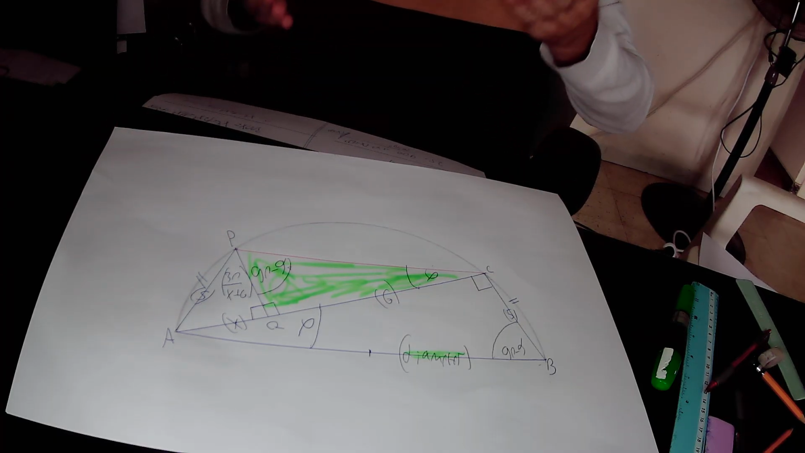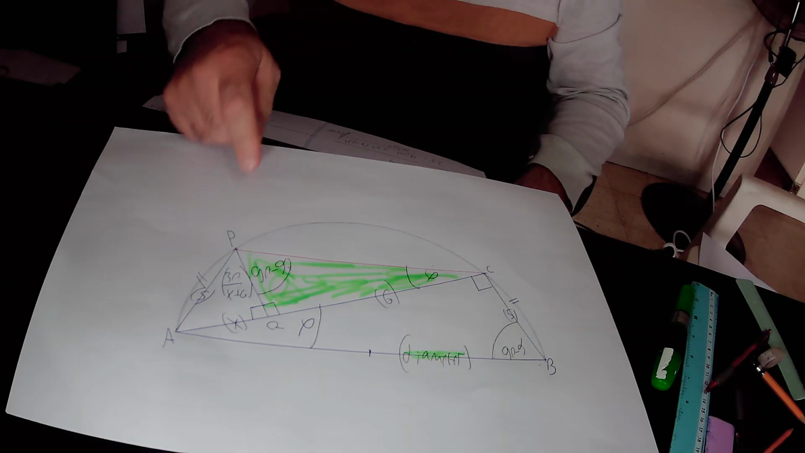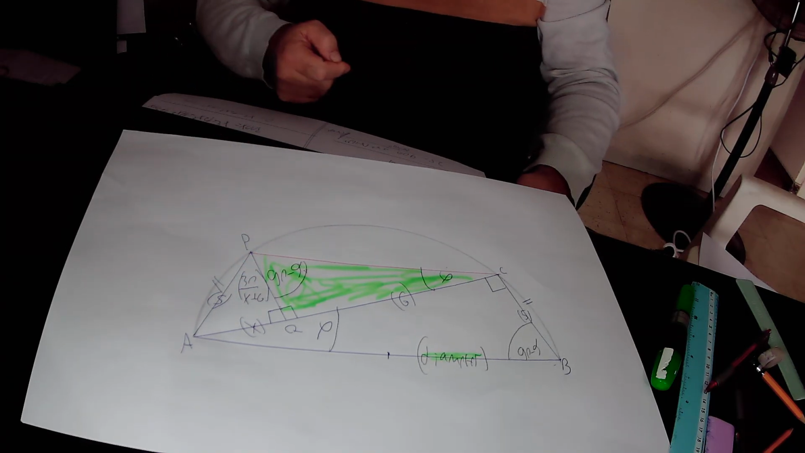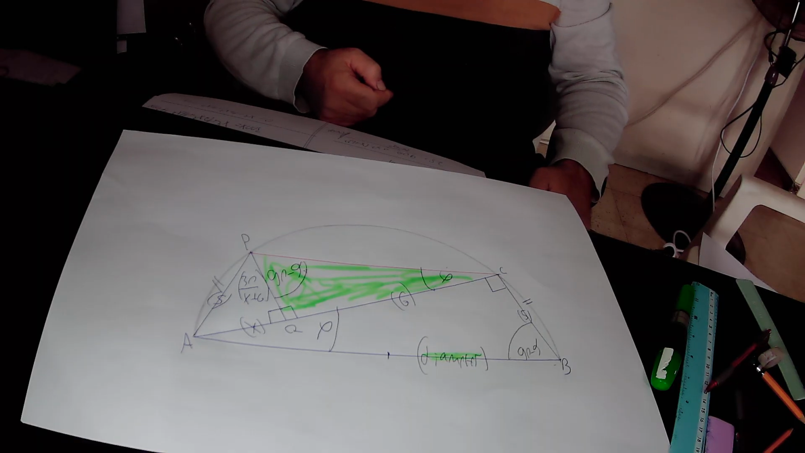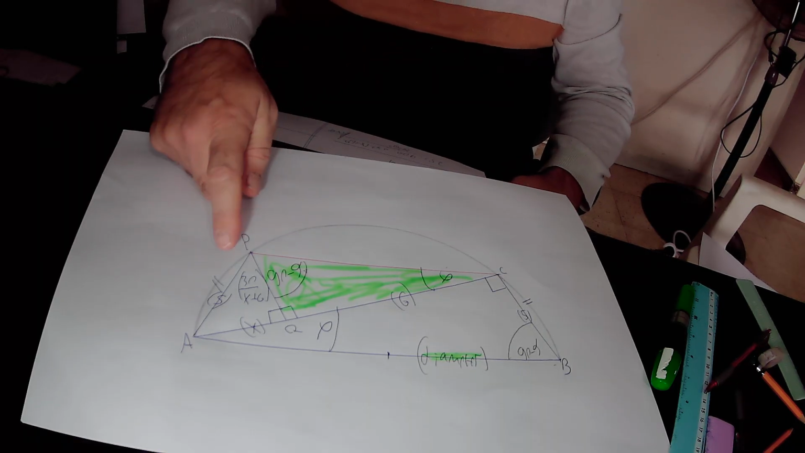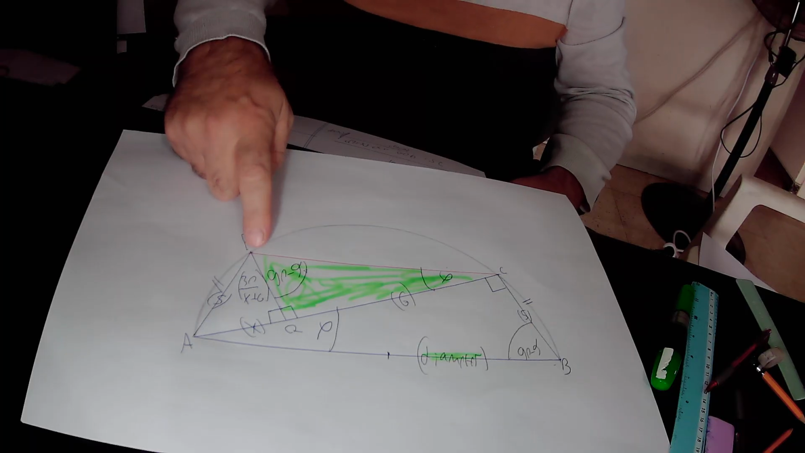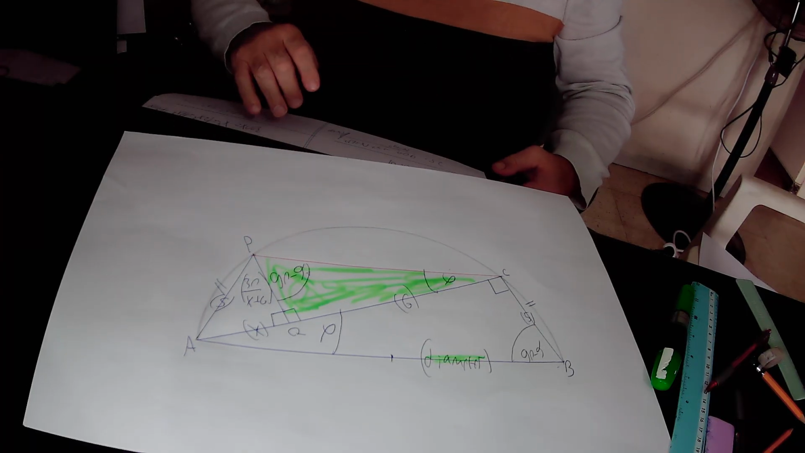In the next step, we implement the Pythagoras theorem on this right triangle APQ. According to the Pythagoras theorem, in any right triangle, the square of the hypotenuse equals the sum of the squares of the perpendicular sides. So in the right triangle APQ, AP squared, that is the square of the hypotenuse, equals PQ squared plus QA squared.